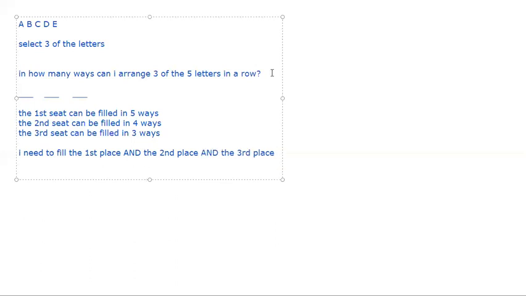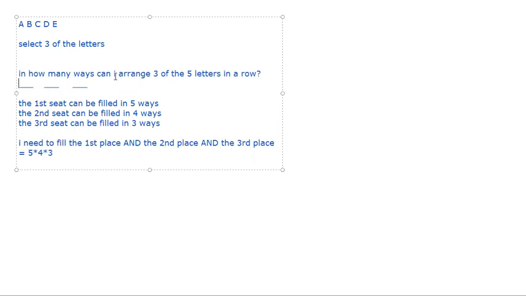And what do we do when we have and? We multiply. So number of ways is 5 times 4 times 3, which is 60. But let's keep it like this: 5 into 4 into 3. Is it okay? Number of ways in which I can arrange 3 of the 5 letters is 5 into 4 into 3.